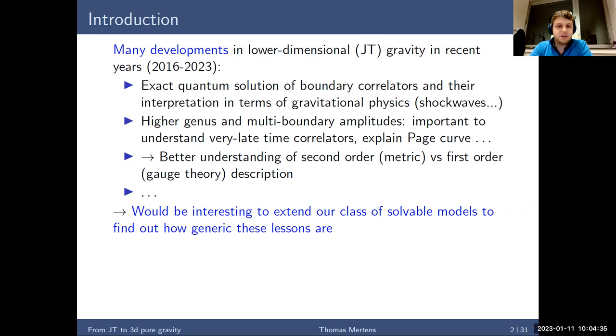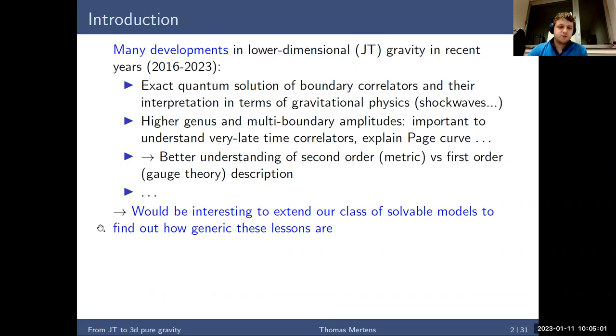And another development is that we have gained at least partially a better understanding of the second order versus the first order formulation of gravity. So the metric description versus the gauge theoretic description of JT gravity. And this particular aspect will be of relevance for the remainder of my talk. And of course, many more aspects that I won't mention here.